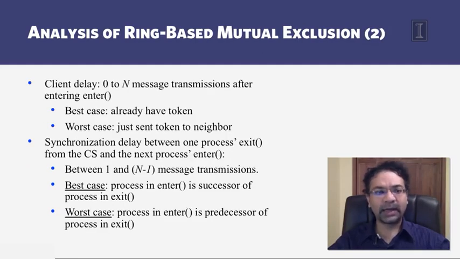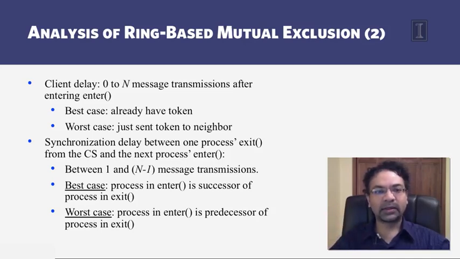Let's look at client delay. Client delay means that there is currently no one in the critical section, and suddenly 1 process comes up and says, aha, I need access to the critical section. The best case is when this process already has access to the token, in which case the number of message transmissions is 0. The worst case is when this process that just requested access to the critical section has just passed on the token to its neighbor, or to its successor.